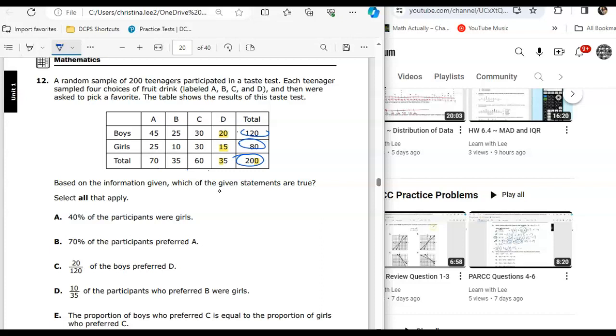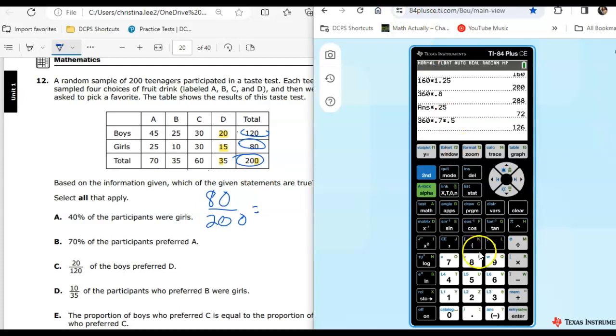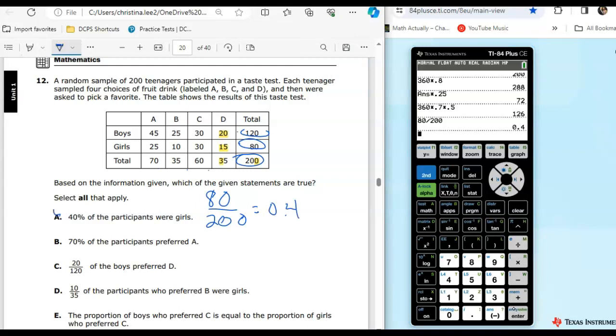So select all that apply. A, 40% of the participants were girls. Well, 80 out of 200 were girls. So let's go back to our calculator. So we have 80. You should probably recognize right away that this is in fact 40%. But 80 out of 200 is in fact 0.4 or 40%. So that is true.